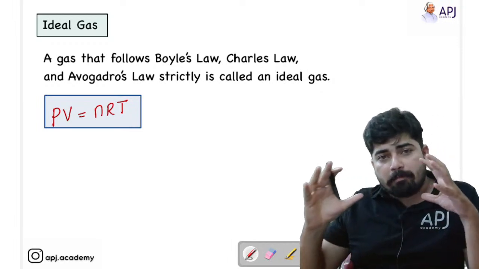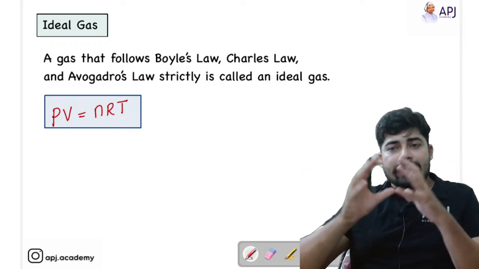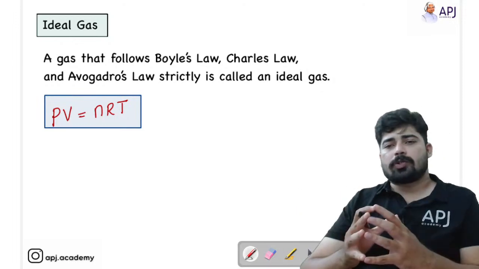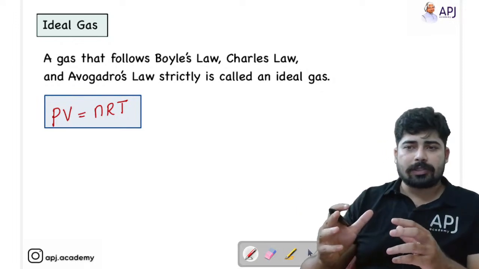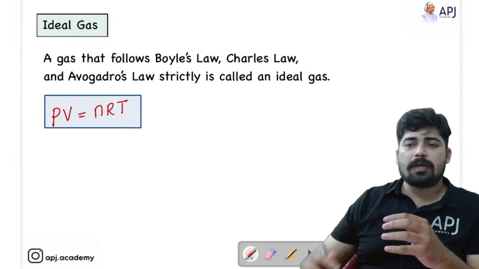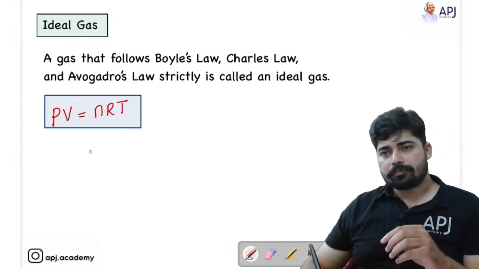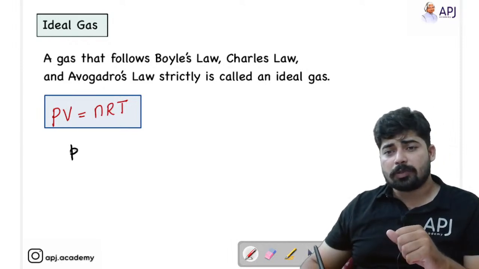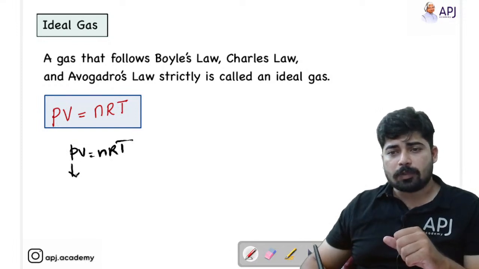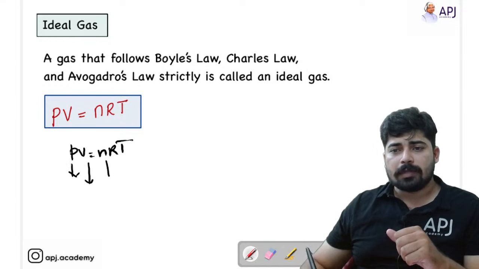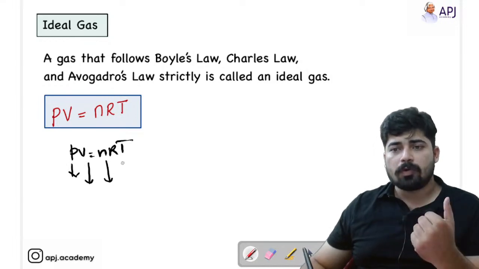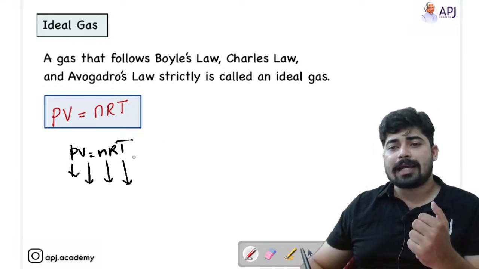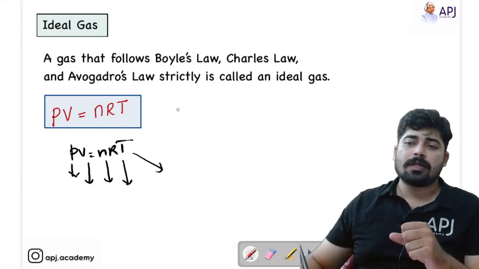So combining all the laws, even including Avogadro's law, we get the ideal gas equation, and that equation is PV is equal to nRT. Okay, so PV is equal to nRT is the ideal gas equation, where P stands for pressure, V stands for volume, n stands for number of moles, R stands for ideal gas constant and T stands for temperature.